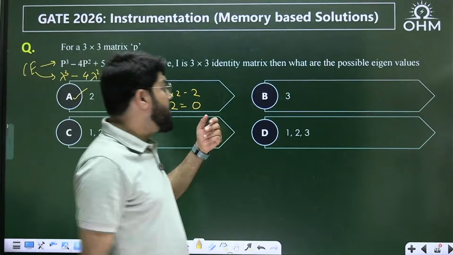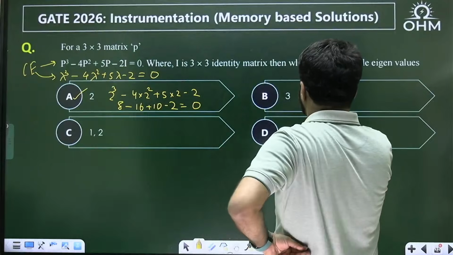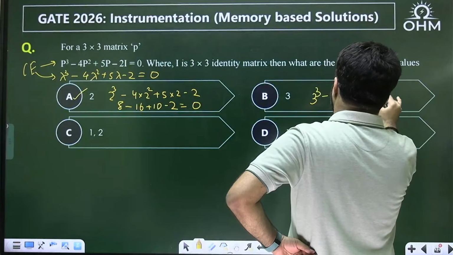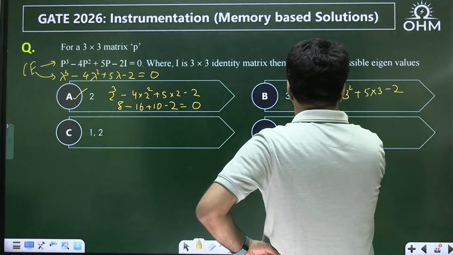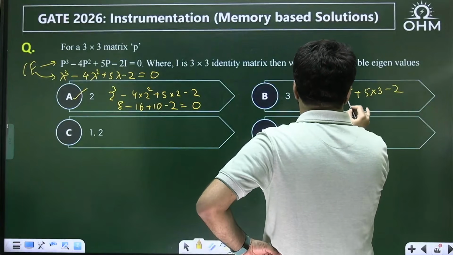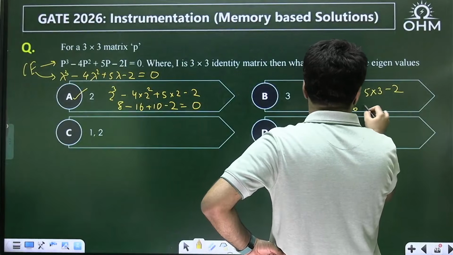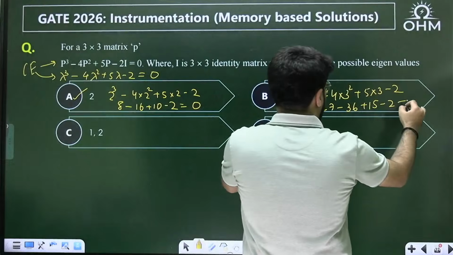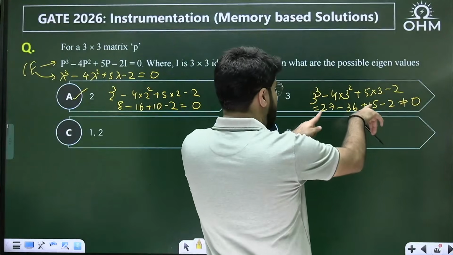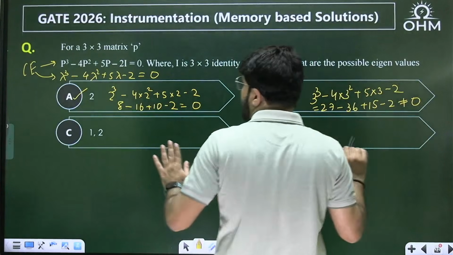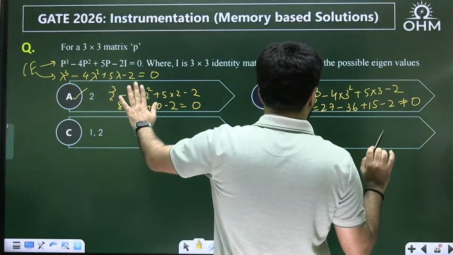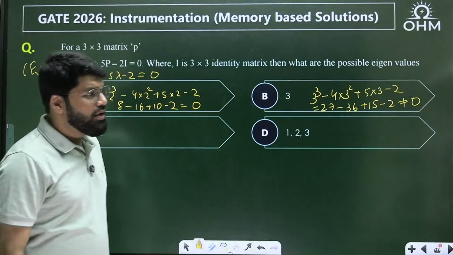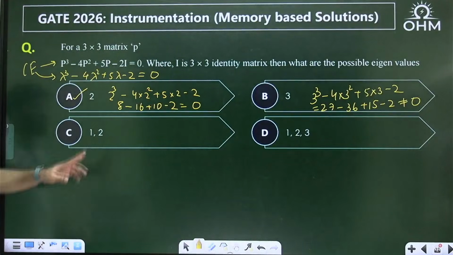Maybe it is an MSQ. So check 3: 3 cube minus 4 into 3 square plus 5 into 3 minus 2. That is 27 minus 36 plus 15 minus 2. How much does this become? This is not coming to be 0. Check the calculations again. I think it is okay. Only 4 times 9 is 36, 3 cube is 27. Yes, this is not coming to be 0. So definitely B is not the answer.